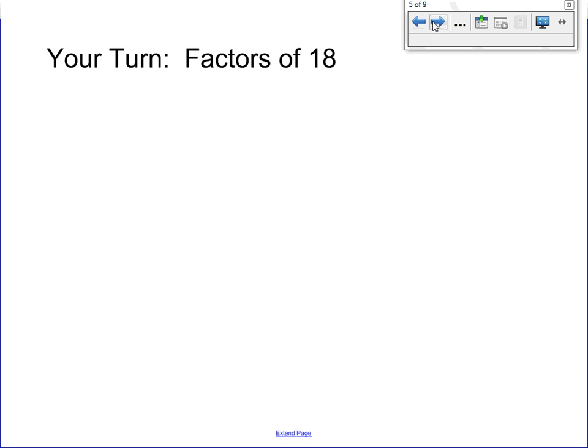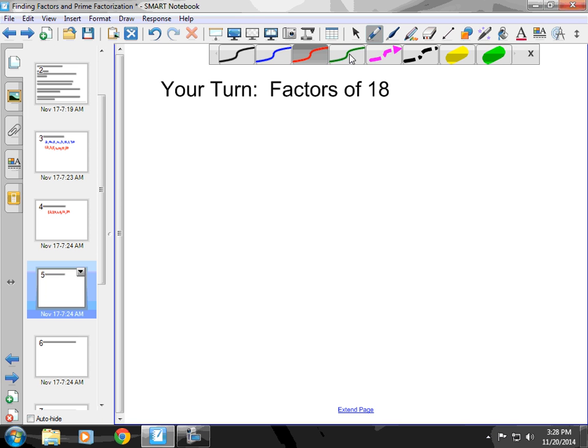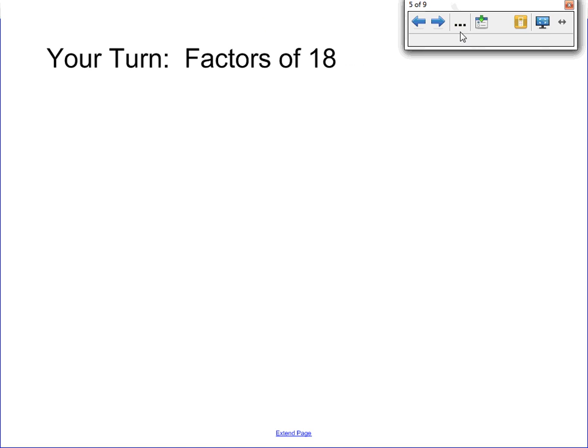You give it a shot. Pause the video, write out the factors of 18, and hit play to see how you did. Okay, let's take a look here. Hopefully you start off with 1 and 18.